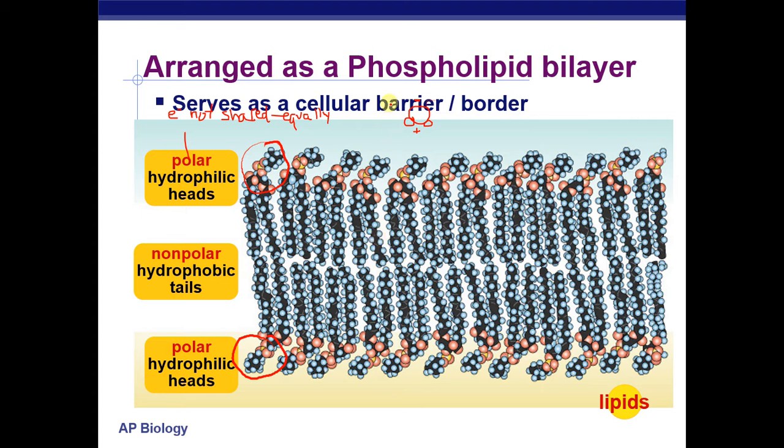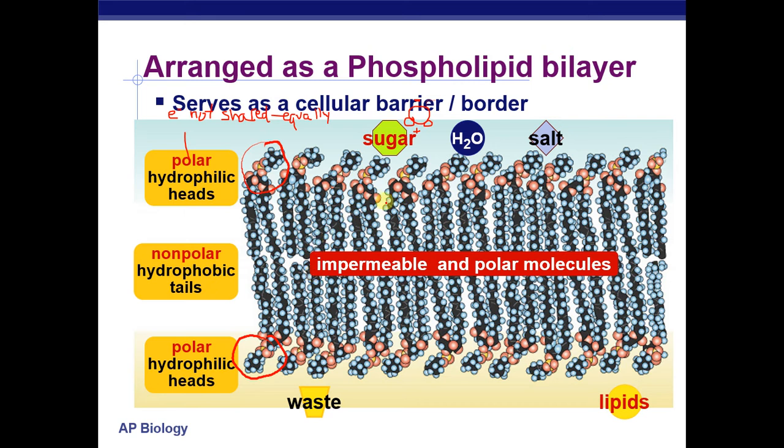things that are non-polar can easily pass through the membrane, like lipids, but things that are polar can't, like sugar and water and salts or other ions. So the phospholipid bilayer is impermeable, meaning that it can't be crossed by polar molecules. I think what should have been here is the word large. Large and polar molecules can't fit through here.